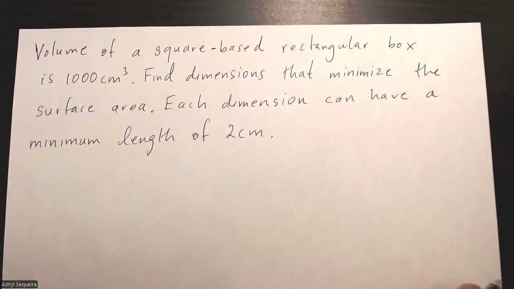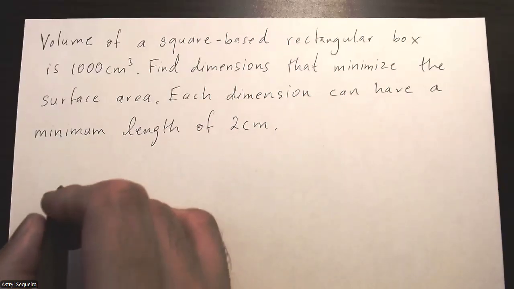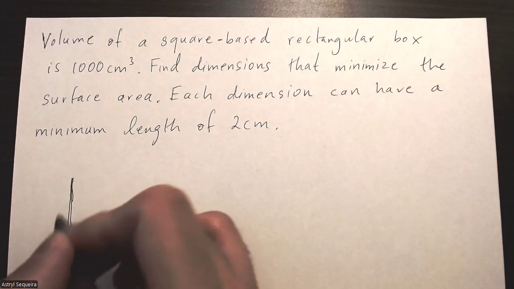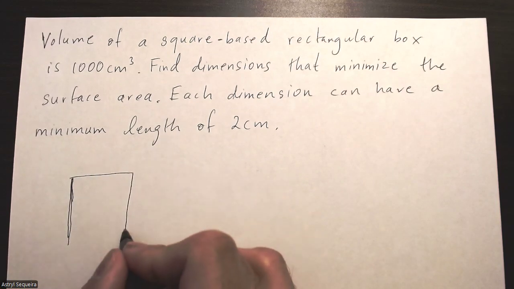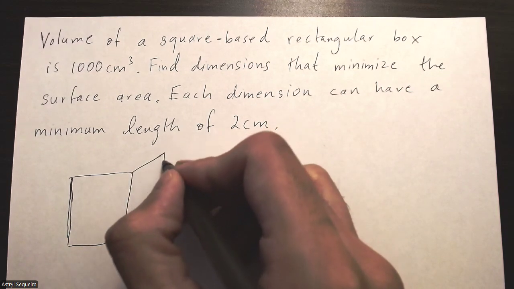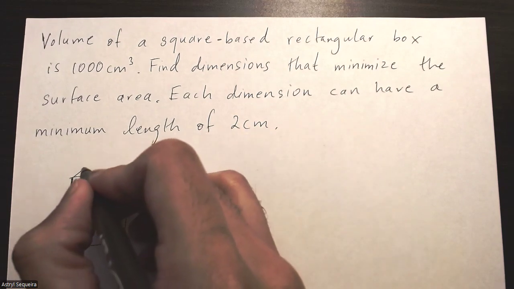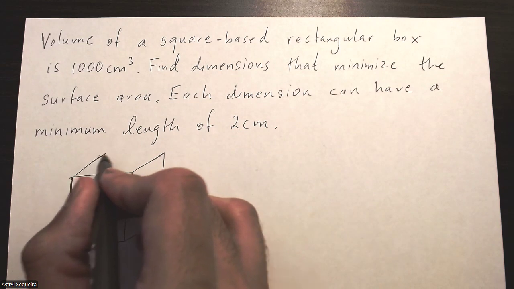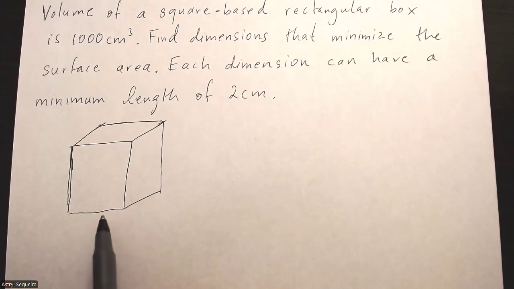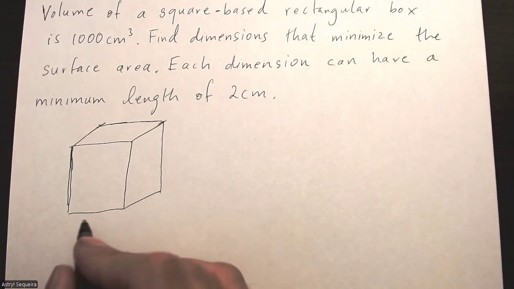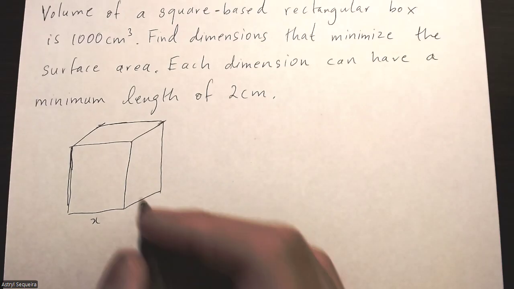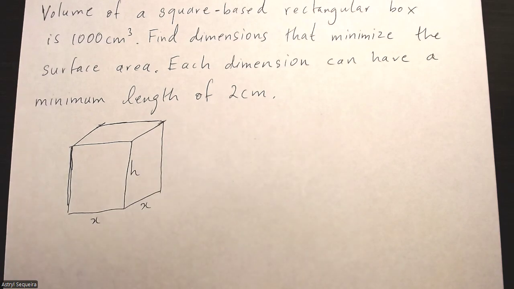So let's just start by drawing out a square-based rectangular box. Doesn't have to be super accurate, the diagram. Just want to try and get it as good as possible. So the bottom is square based, so I can label that as x and x because it's a square, so they're going to have the same side lengths. And then I'm just going to label the height as h.